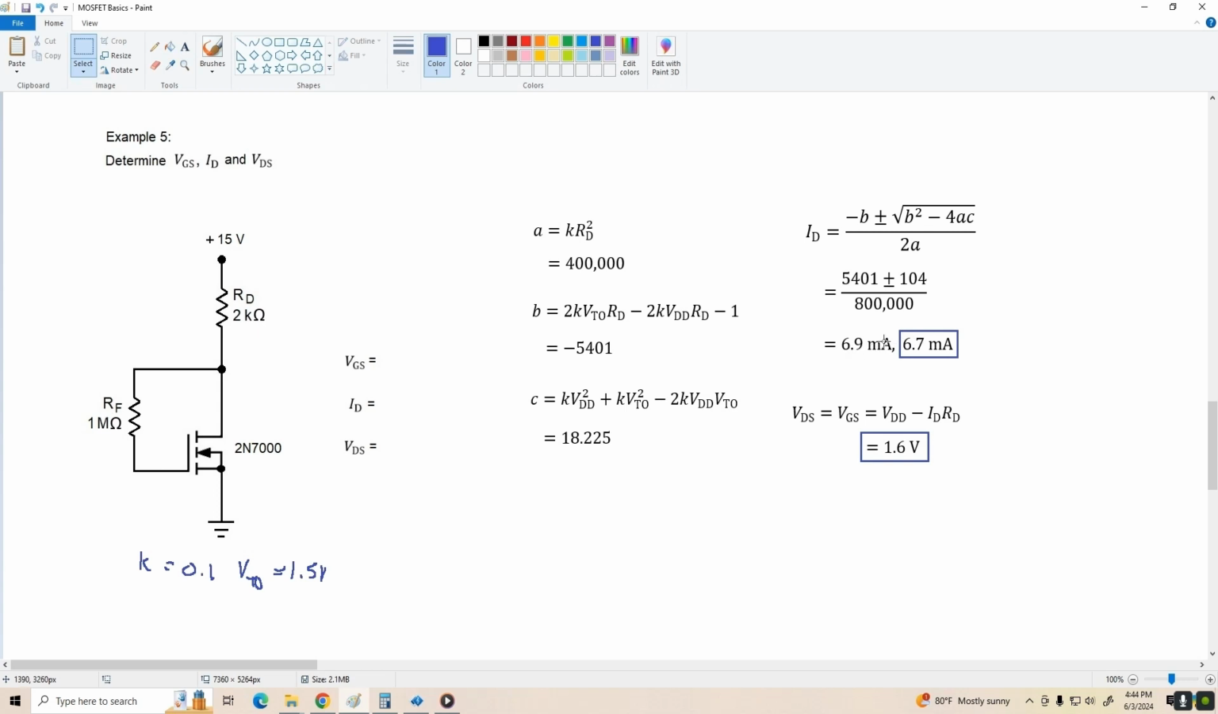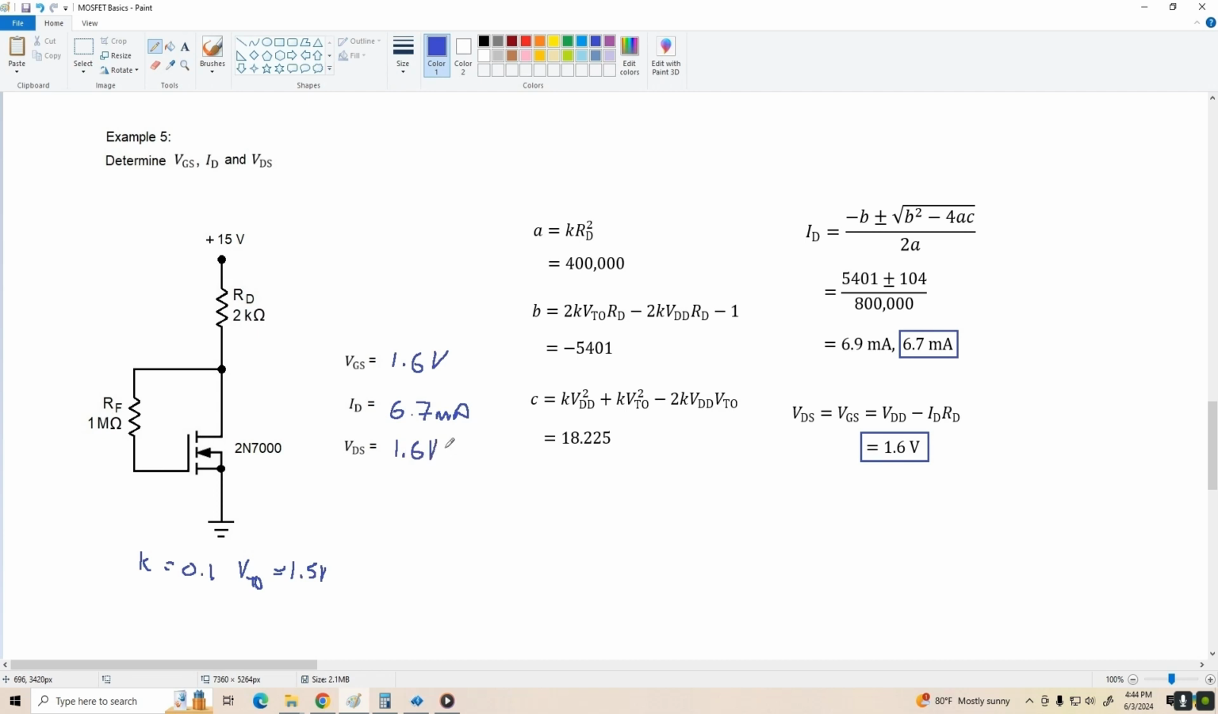Now, these solutions are very close together, but 6.7 is the correct one. We're again using the minus sign here. We're doing negative B minus the radical, okay? And VDS, which is equal to VGS, is VDD minus ID RD, 1.6 volts. So we've got VGS is 1.6 volts. I sub D is 6.7 milliamps, and VDS is 1.6 volts as well.